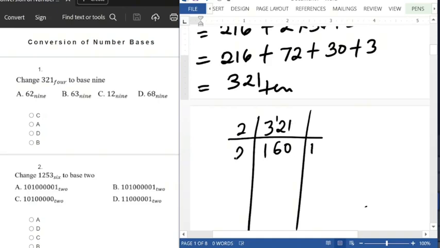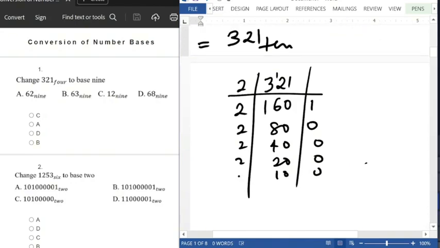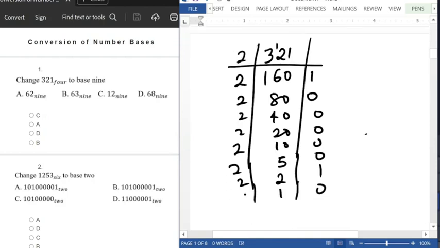Alright, so 2 again. 2 into 160 is 80, remainder 0. 2 into 80 is 40, remainder 0. 2 into 40 is 20, remainder 0. 2 into 20 is 10, remainder 0. Alright, 2 into 10 is 5, remainder 0. And then 2 into 5 is 2, remainder 1. 2 into 2 is 1, remainder 0. And 2 into 1 is 0, remainder 1.